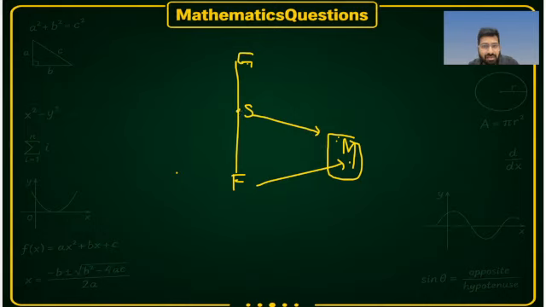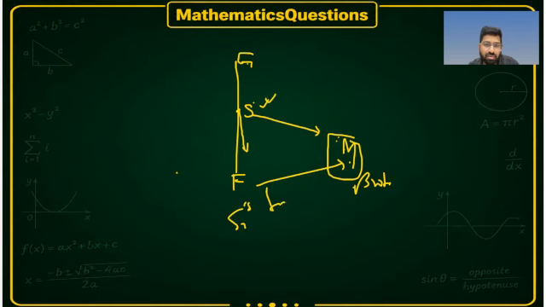Now see the relation. The female is a descendant of this son of the grandfather, and the male is also a descendant of this son of the grandfather. That means they are related as brother and sister, right? This is the brother and this is the sister.